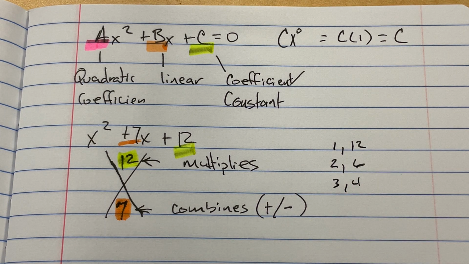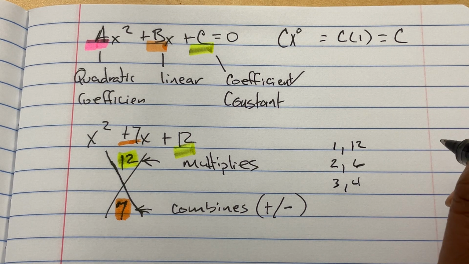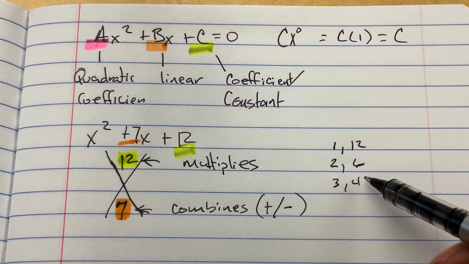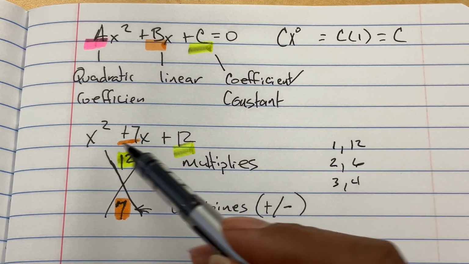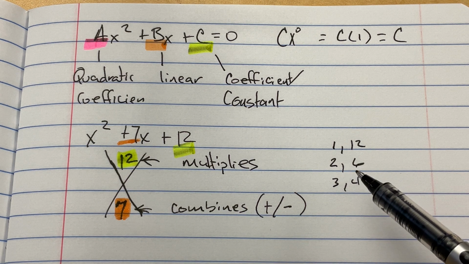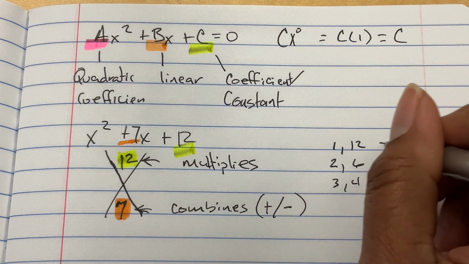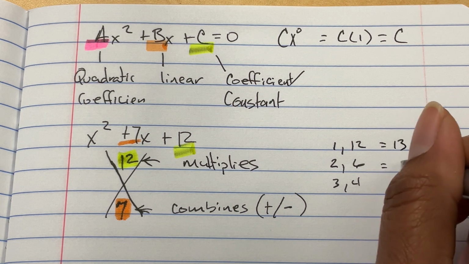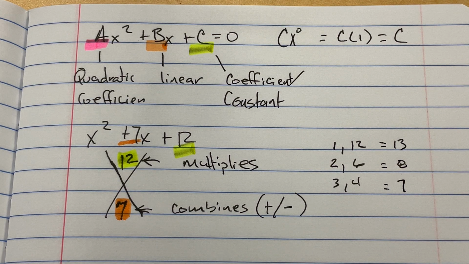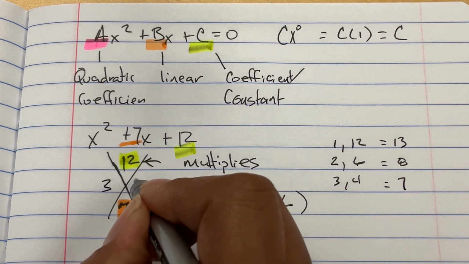But since the 12 is positive, we know we're going to add all of these numbers. We could do negatives, but since it's not a negative 7, we know we're only working with positive integers. So if I add this together, I get 13. I add this together, I get 8. I add this together, I get 7. So my factors are 3 and 4.